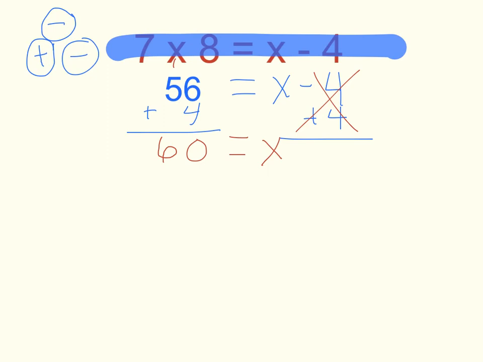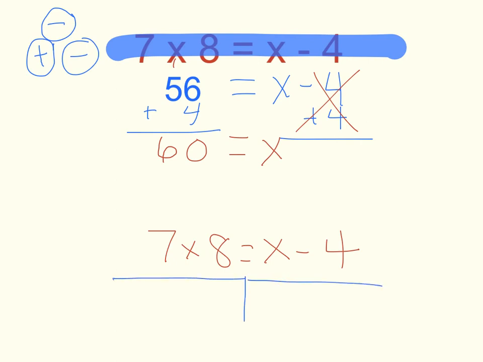Now, the next step that's really important is checking your work. Does x really equal 60? Well, let's take a look. Our original problem was this, so I'm going to rewrite that: 7 times 8 equals x minus 4. I think that x is 60, but I want to check that. So I have to think about this like it's two separate problems. I have a problem on this side, and I have a problem on this side. So I have my 7 times 8.